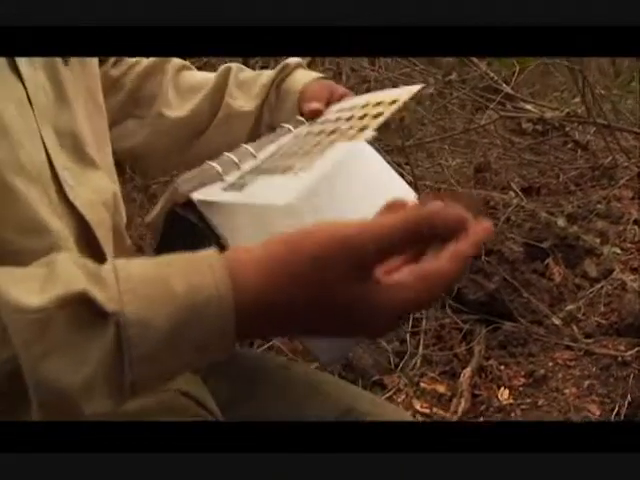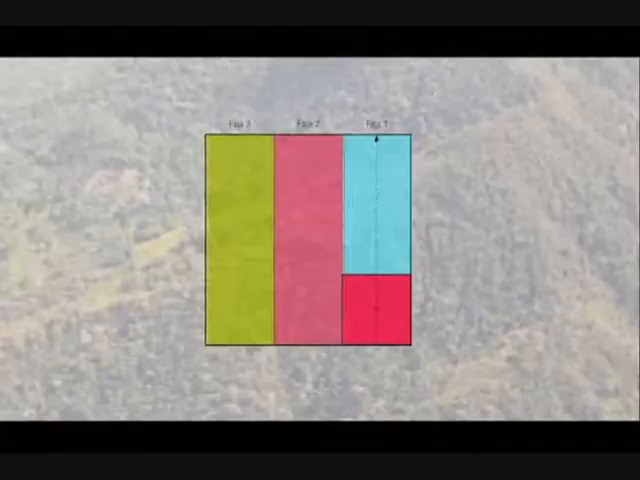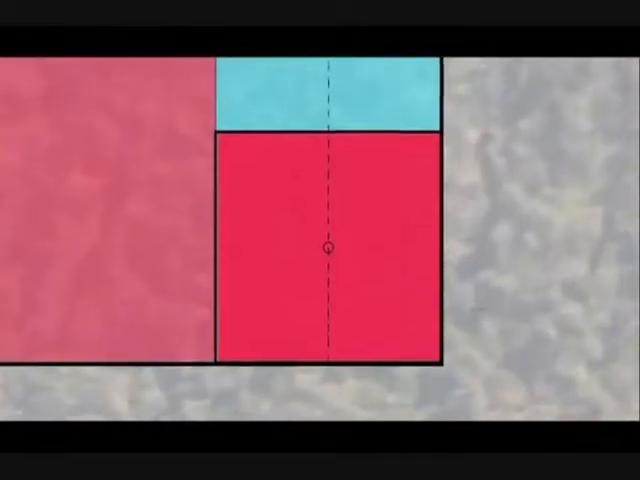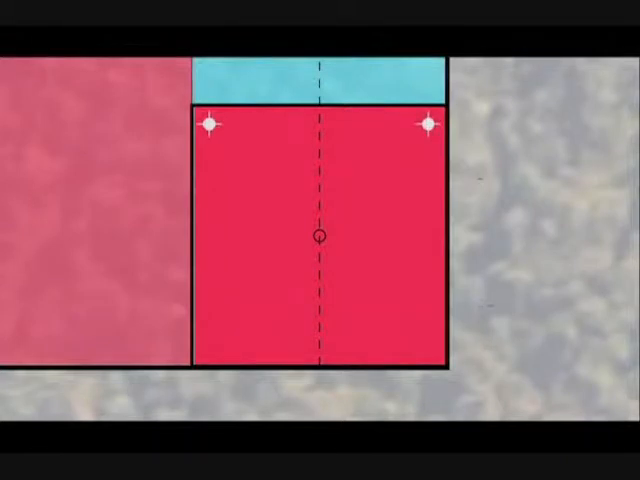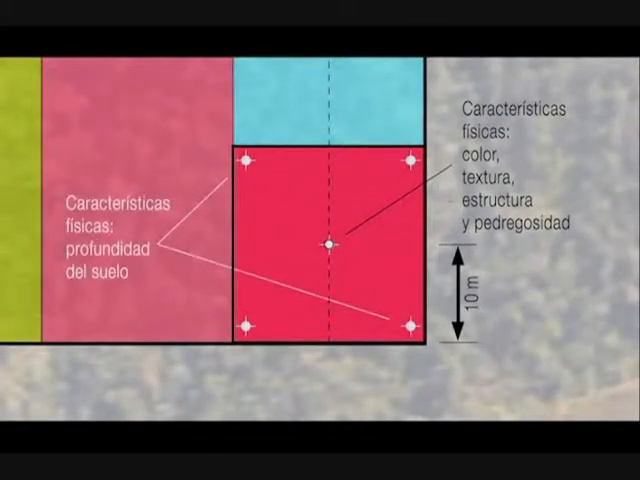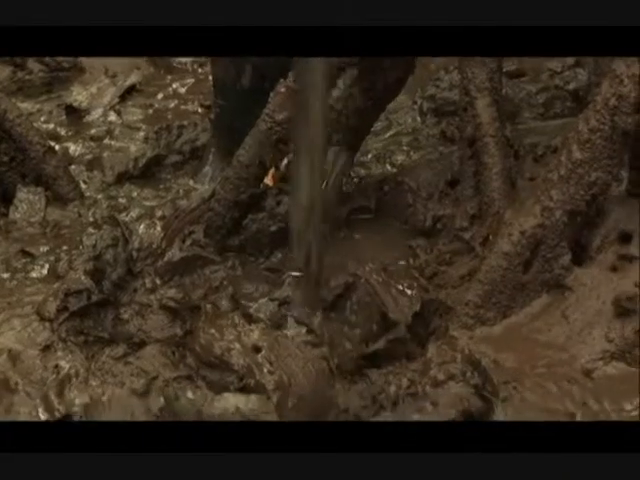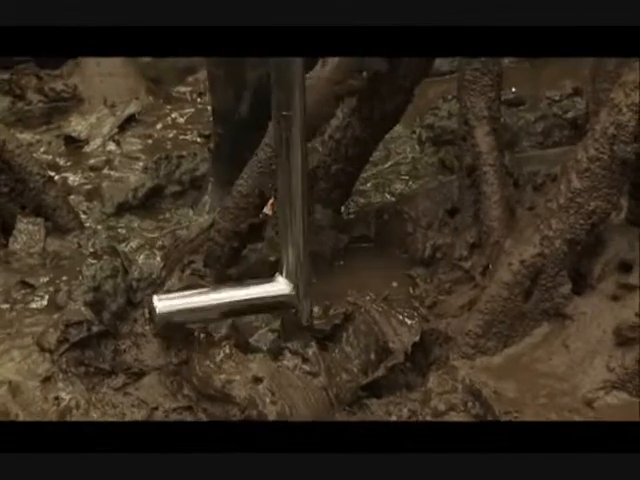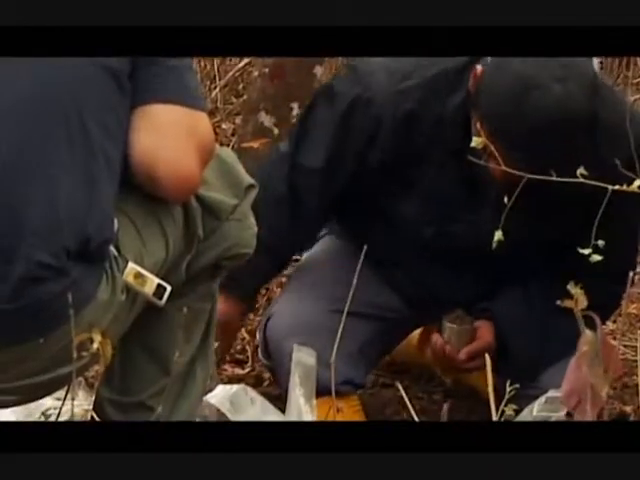For the observations and sampling of soil characteristics, 5 observation points located at the 4 ends and in the center of the 20 by 20 meter subparcel are evaluated. A description of the physical characteristics of the soil includes its depth, color, texture, structure, and rockiness. Samples are taken by drilling or with a cylinder to extract samples for different types of laboratory analysis.